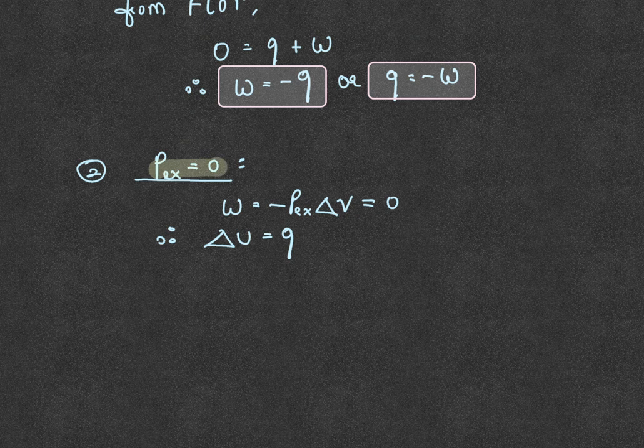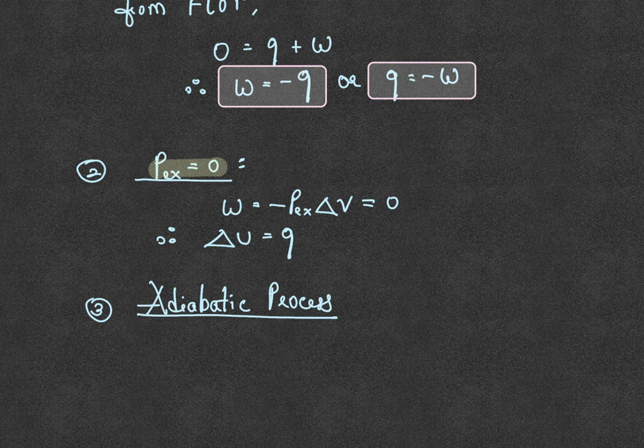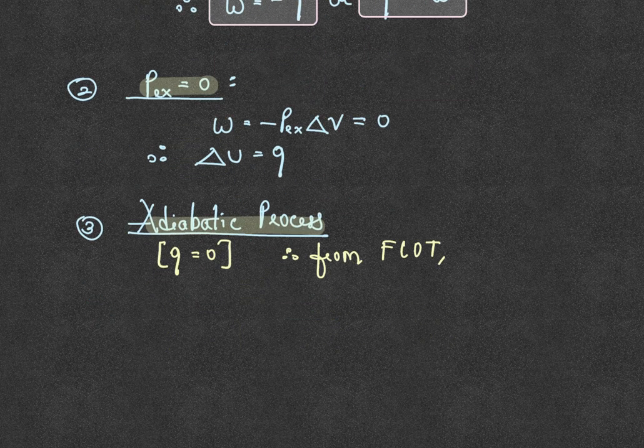The third, adiabatic process. In adiabatic process, Q is 0. Therefore, from FLOT, delta U is equal to W adiabatic, work done under adiabatic conditions.